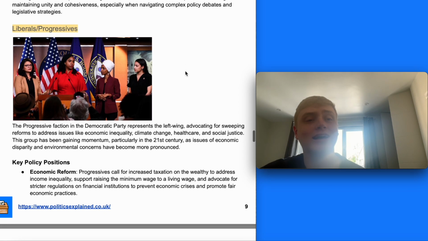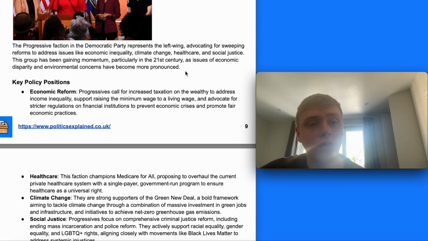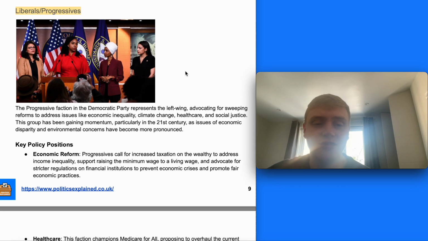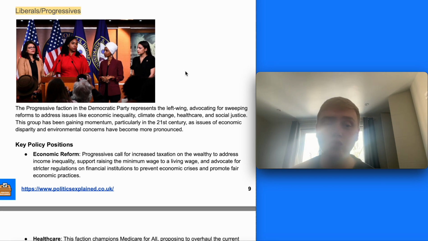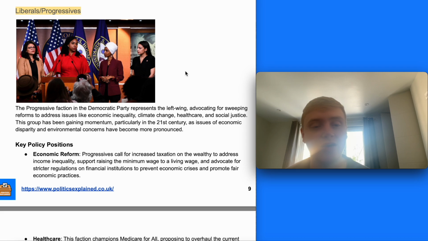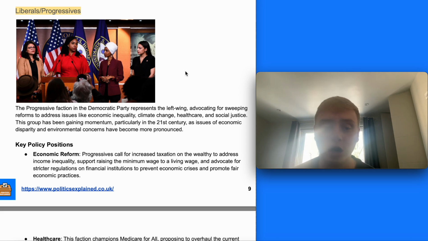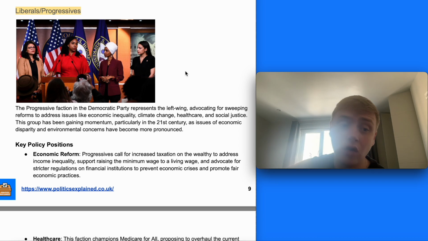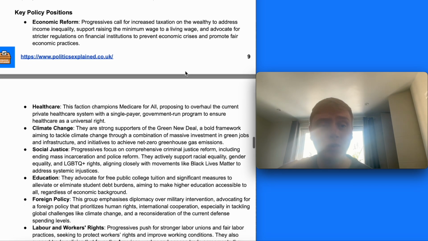First key faction we're going to have a look at is the liberals or progressives. So the progressive faction in the Democratic Party represents a left wing, advocating for sweeping reforms to address issues like economic inequality, climate change, healthcare, and social justice. This group has been gaining momentum, particularly in the 21st century, as issues of economic disparity and environmental concerns have become more pronounced. In terms of their key policy positions, economic reform is a key one.